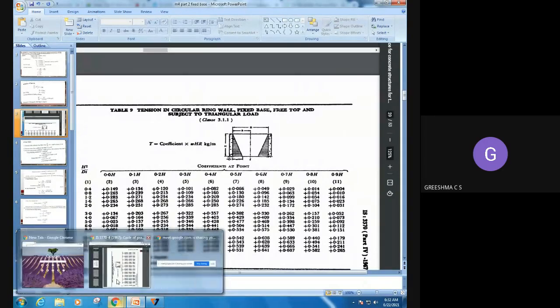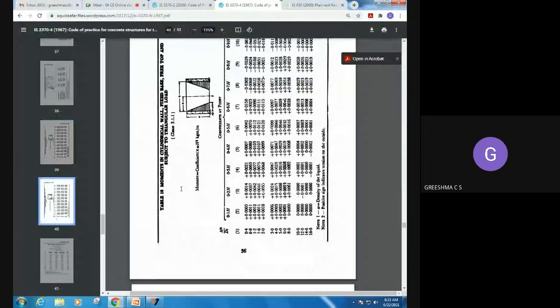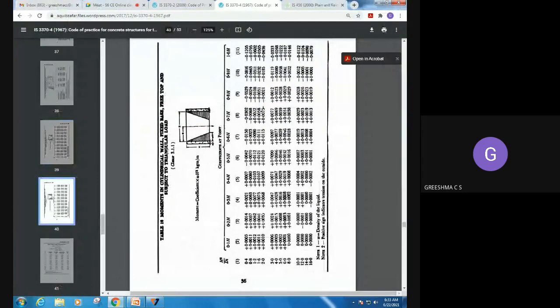Next, coming to the next table, that is table 10. Table 10 is about moment in a cylindrical water tank. So from this table you will get the maximum bending moment coefficient.